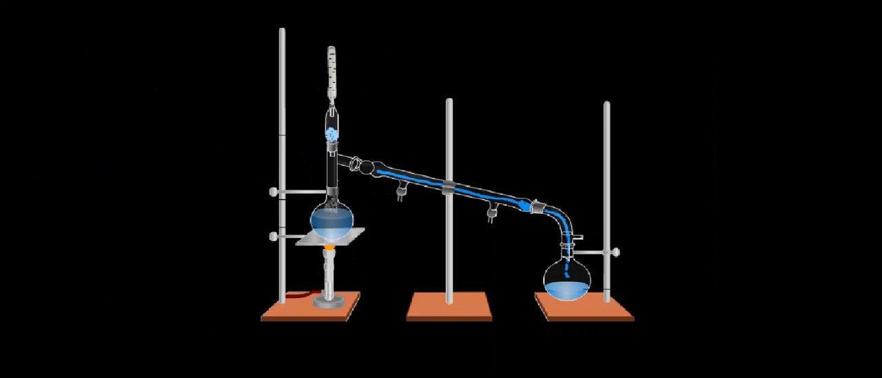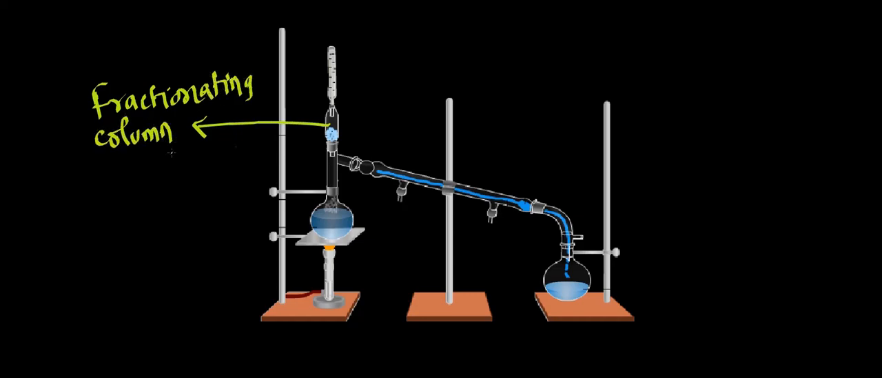Let us understand the same process with the experimental setup as shown in the blackboard. This is the experimental setup for fractional distillation. So everything is same except the extra equipment, that is fractionating column. So this is the fractionating column with the glass beads. And this is the thermometer which shows the temperature reading. And this is Liebig's condenser.